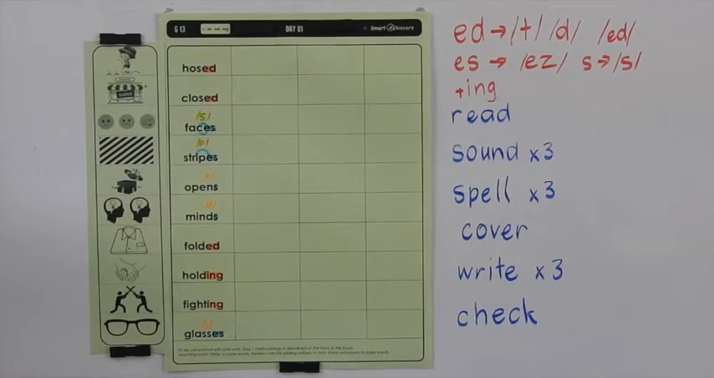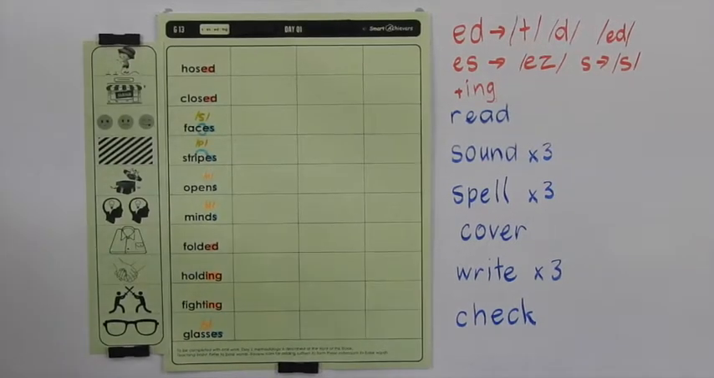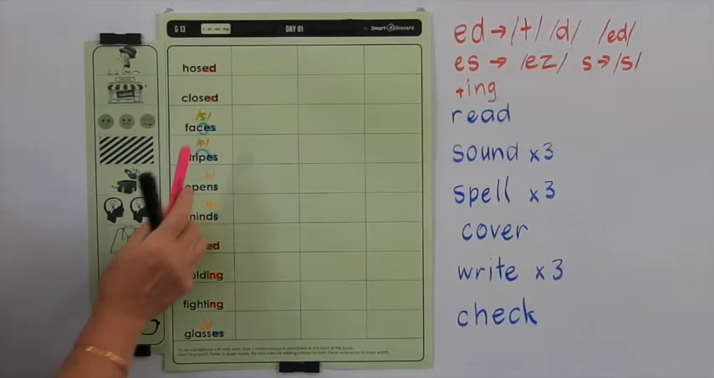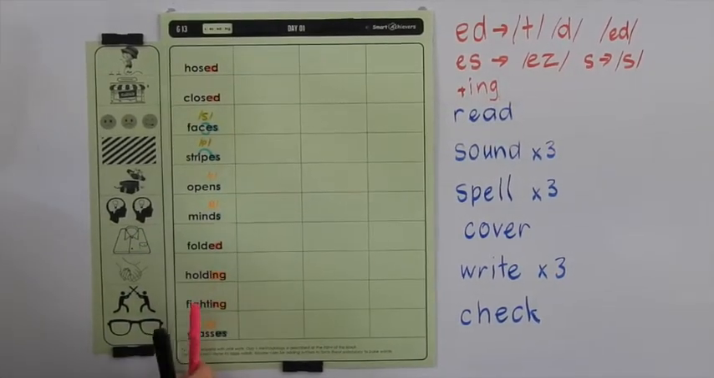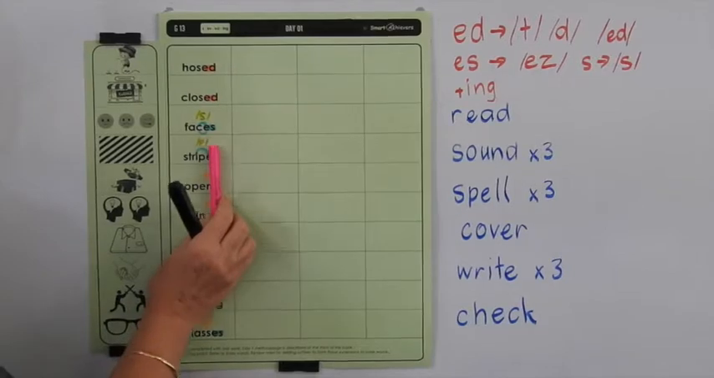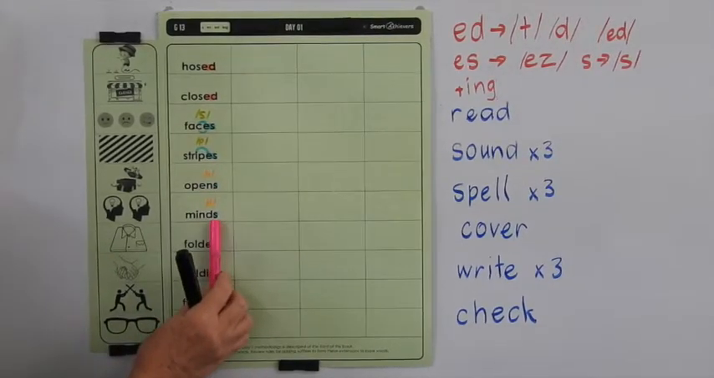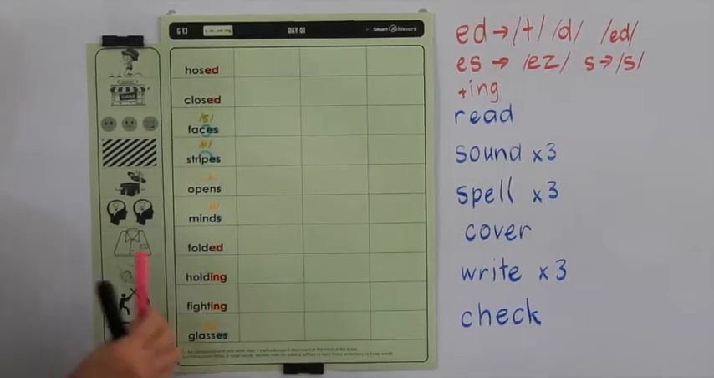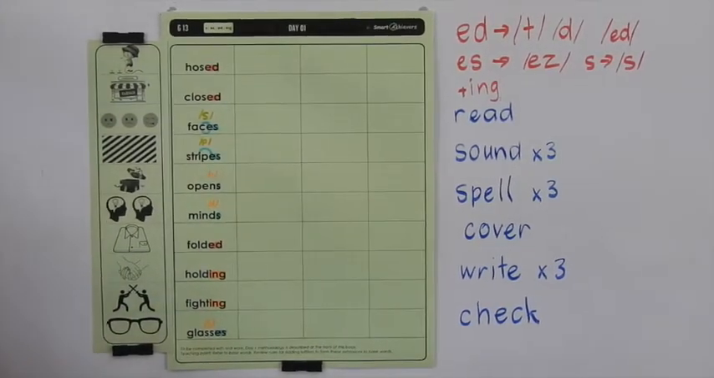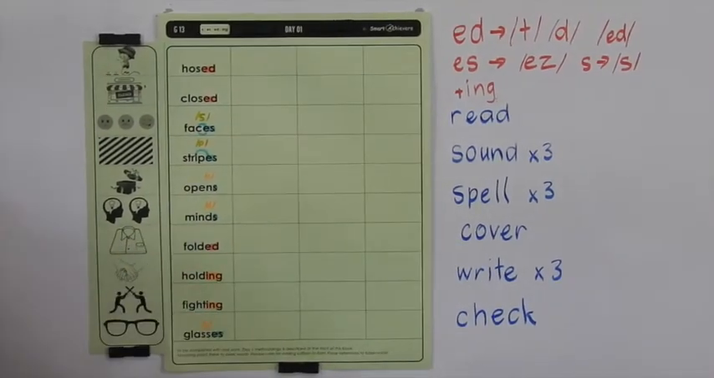So I've already highlighted for you, so you could go through and highlight the words ending in ED one colour, the words ending in ES or S another colour, and then any of the other ones that you haven't done, go through and do those as well, the ing.